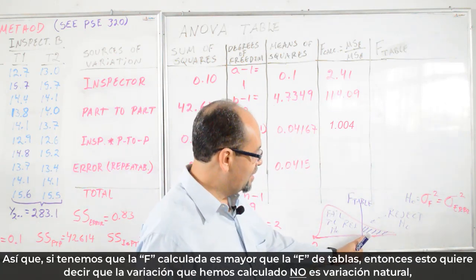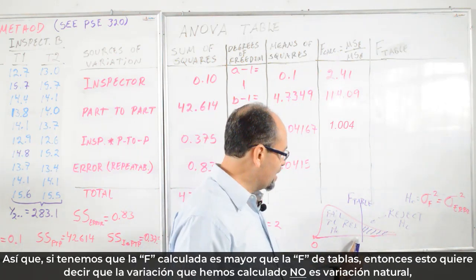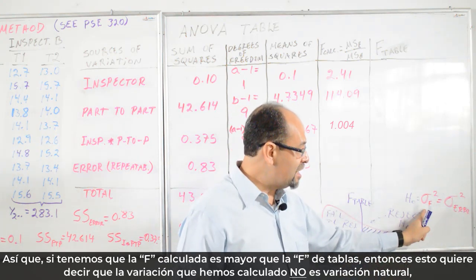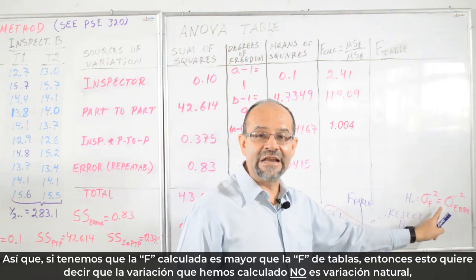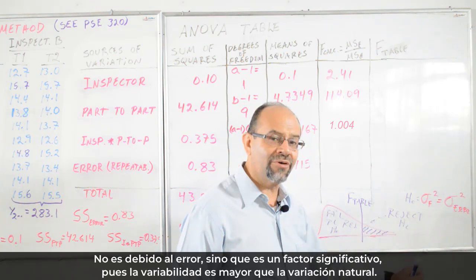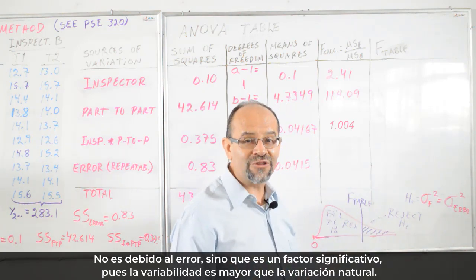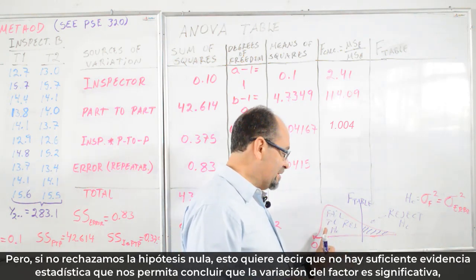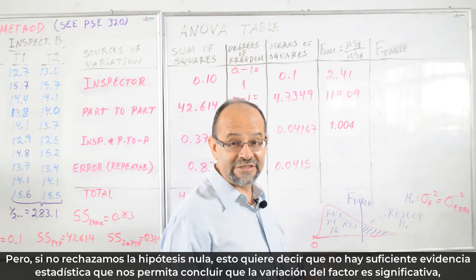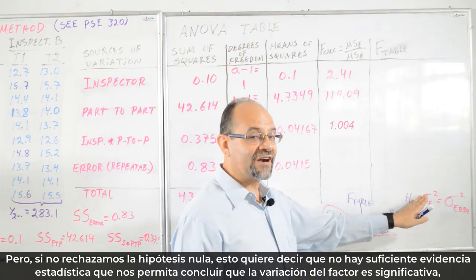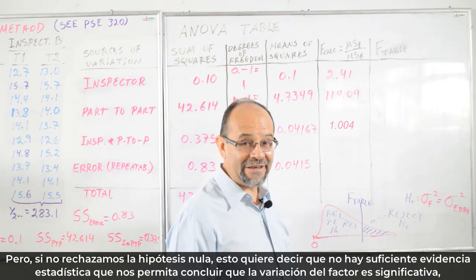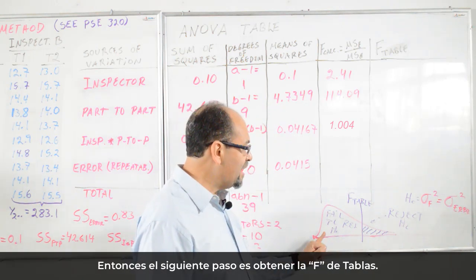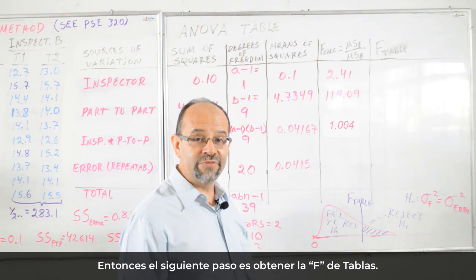Then if the F calculated is greater than F from table, that means that this variation that we are calculating is not natural variation, is not because of the error, but is a significant factor. The variability is greater than the natural variation. But if we fail to reject, that means that there is not enough statistical evidence to conclude that the variation of the factor is significant, because that variation can be because of the natural variation. Then the next step is to get F from tables.